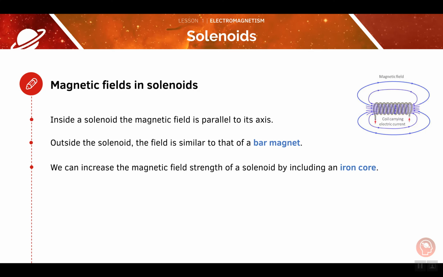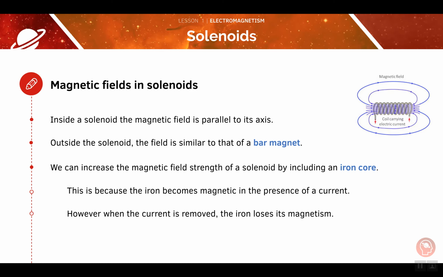Iron cores can increase the field strength. These are induced magnets, which mean that they become magnetic very easily in the presence of a current. When placed inside the solenoid, it will increase the magnetic field strength. However, when the current is switched off, the iron will lose its magnetism very quickly.